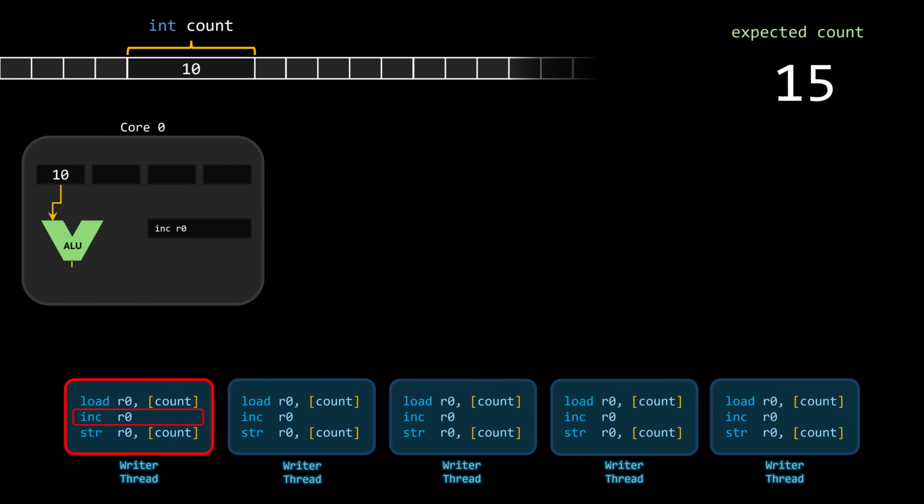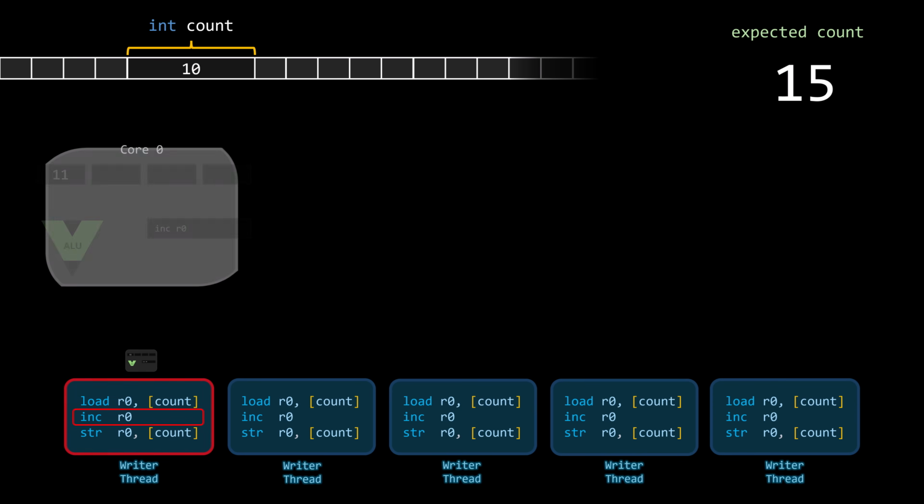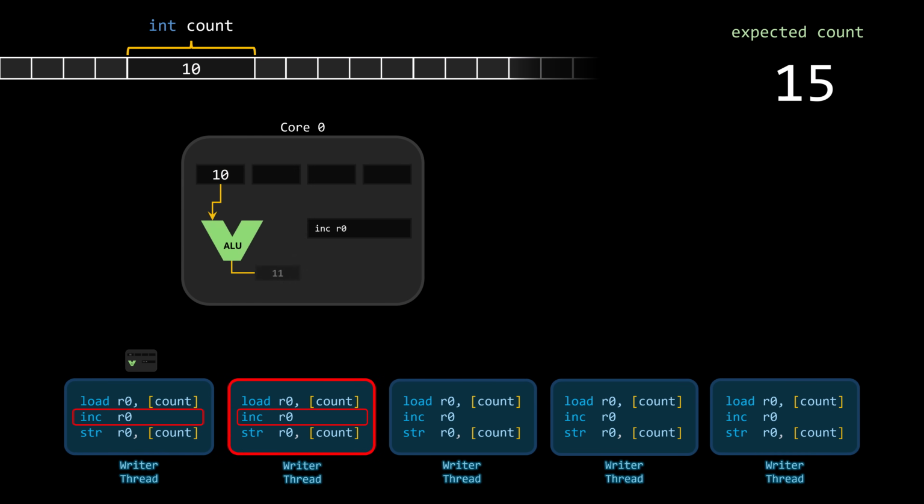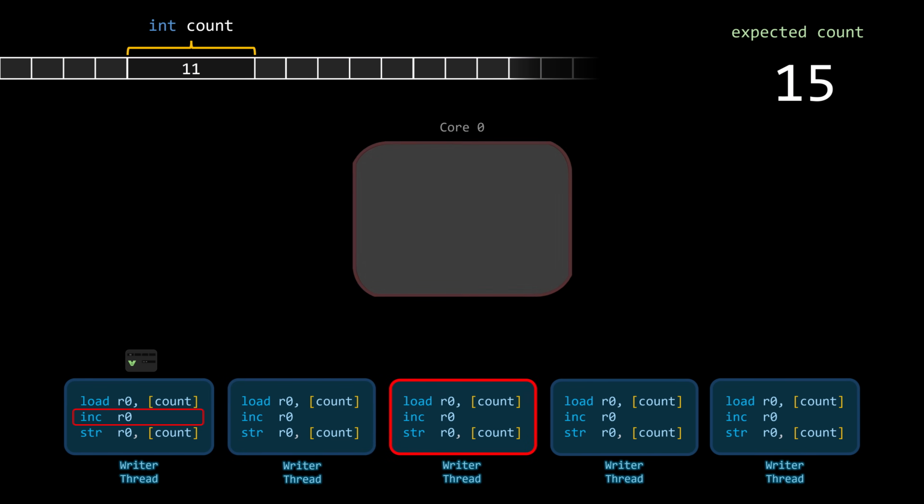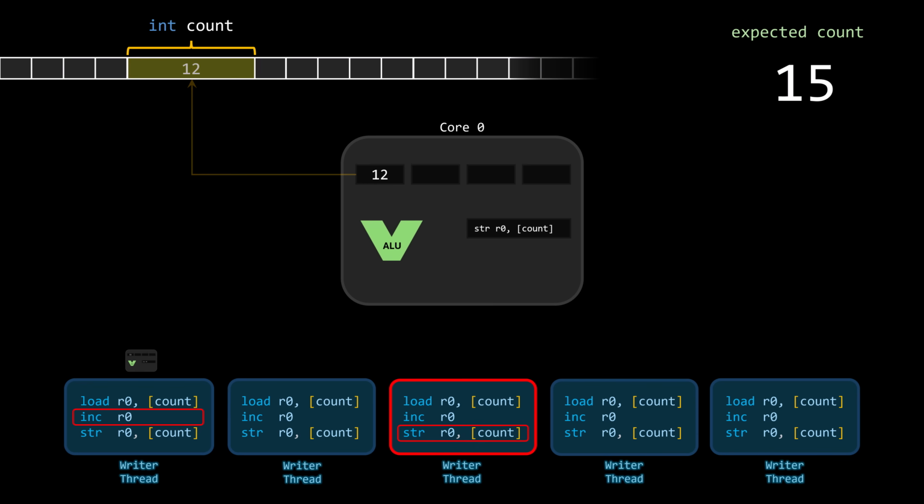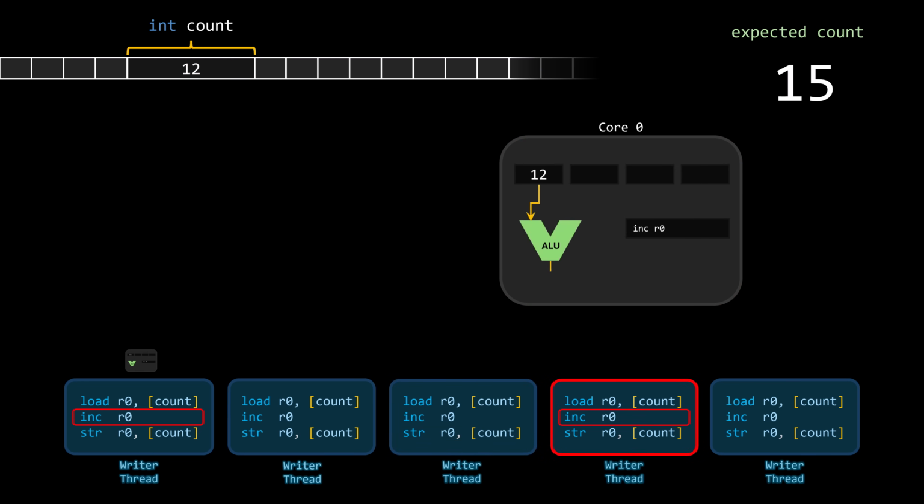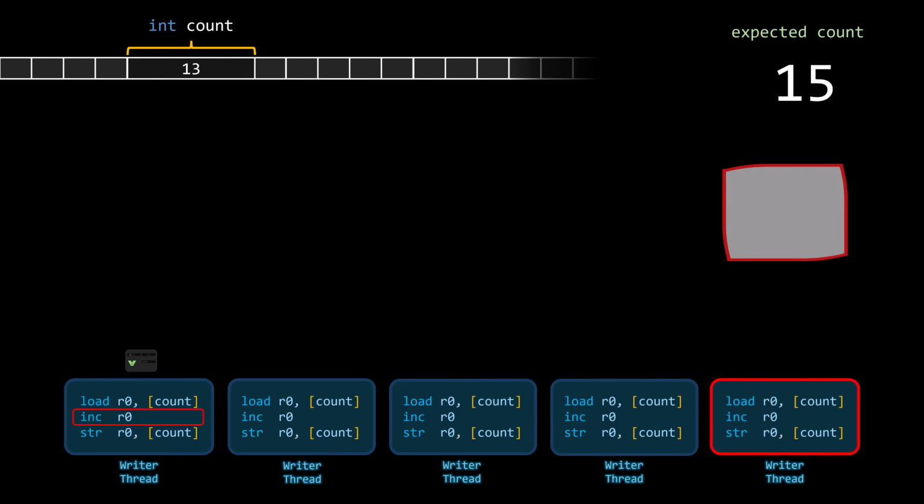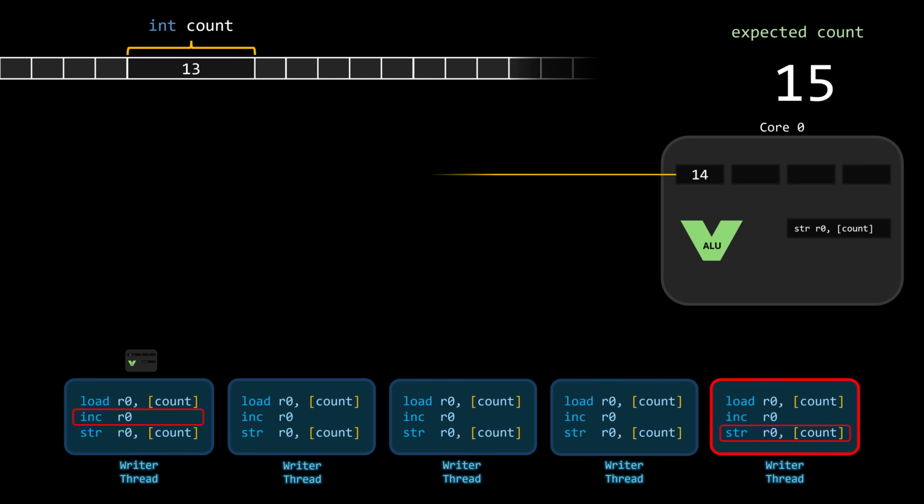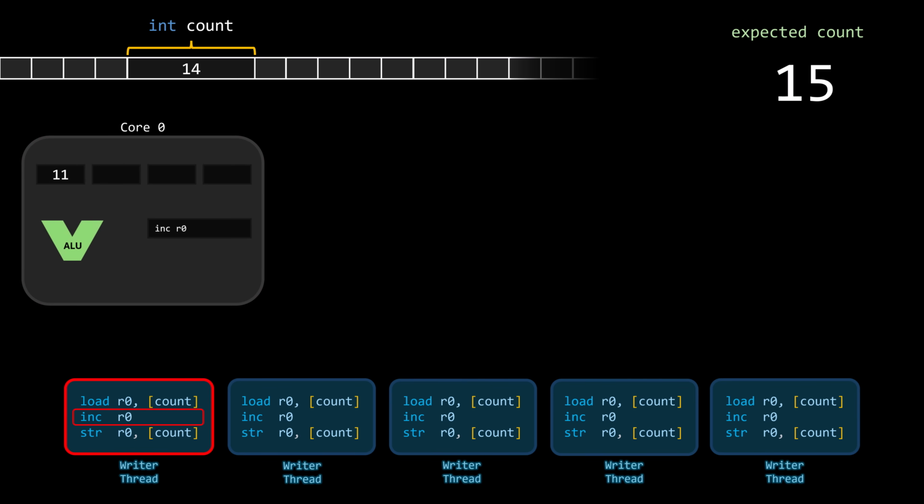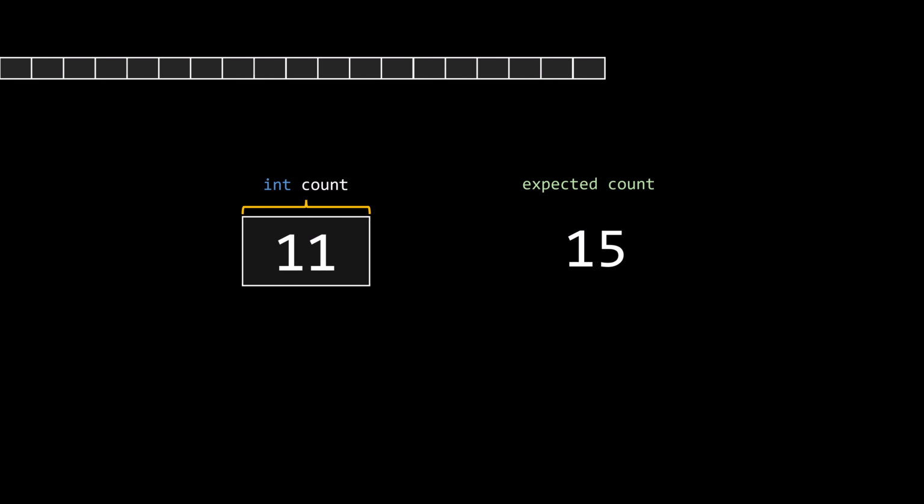Suppose the first thread fetches the count and increments it, but is interrupted right before writing the result back to memory. And then, the other four threads run without interruption, each successfully incrementing the count, so the counter reaches 14. Then the first thread resumes, exactly where it left off, right before the instruction to store the incremented value back to memory. But since that value was calculated before the other four threads incremented the counter, it overwrites the updated result, causing the count to drop from 14 back down to 11. And just like that, four correctly detected prime numbers are lost.